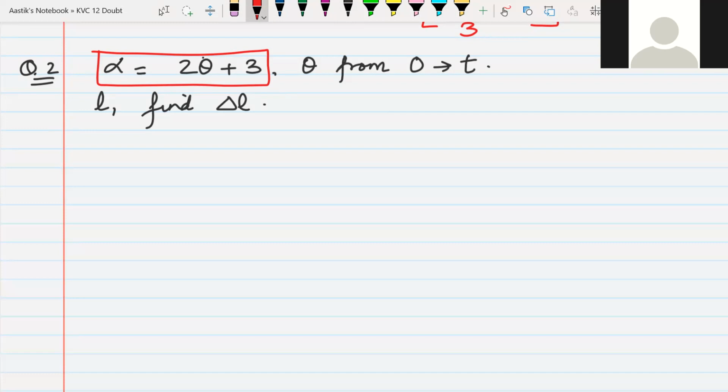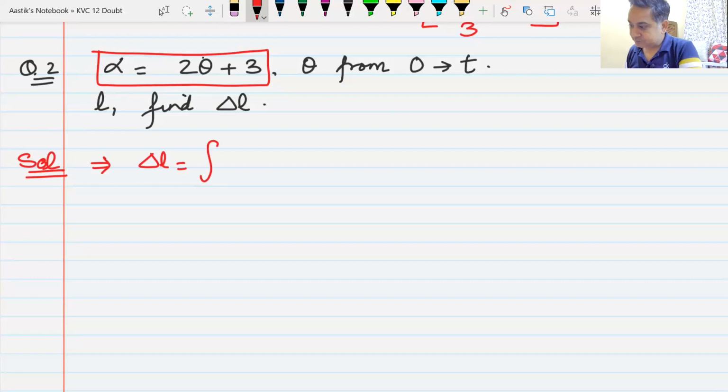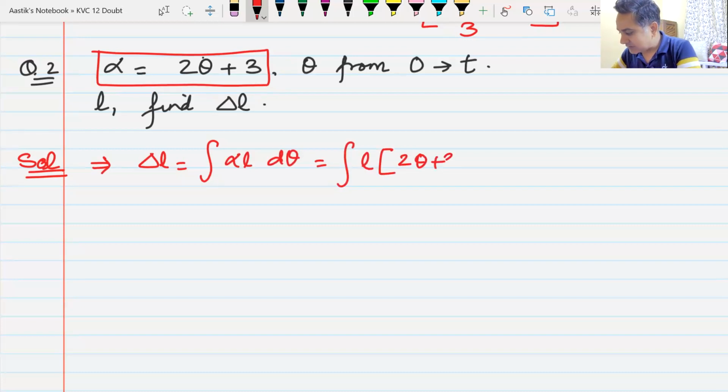Yes, sir. Now, how will the integral look like? Can anyone just show me the integral? How does the integral look like for this one? I've just written the answer in the shortest possible way that I could. How will the integral look like for this case? Change in length delta L will look like the integral of alpha into L into d theta. Do we understand this, beta? Yes, sir. It will look like the integral of L multiplied by 2 theta plus 3 d theta, integral of this theta from 0. Okay? Everyone got this? Yes or no?